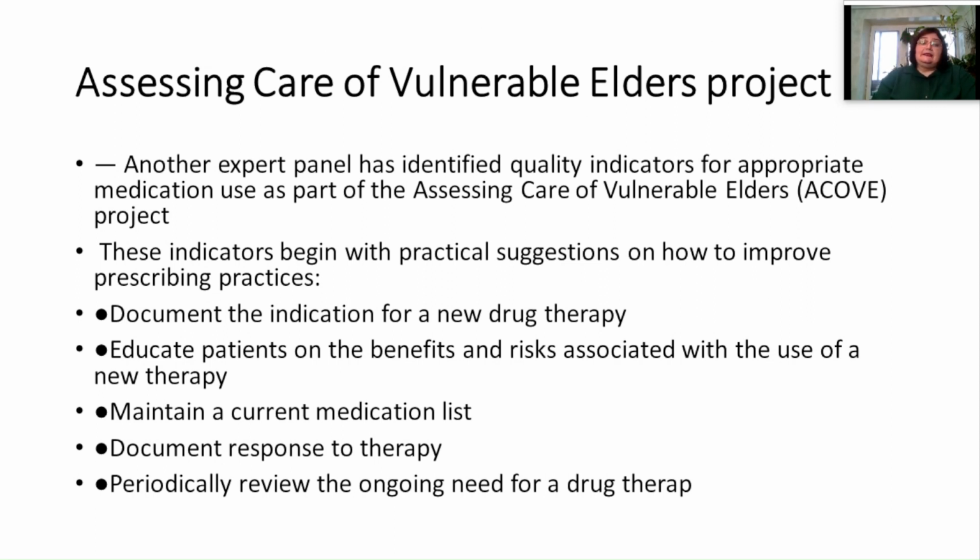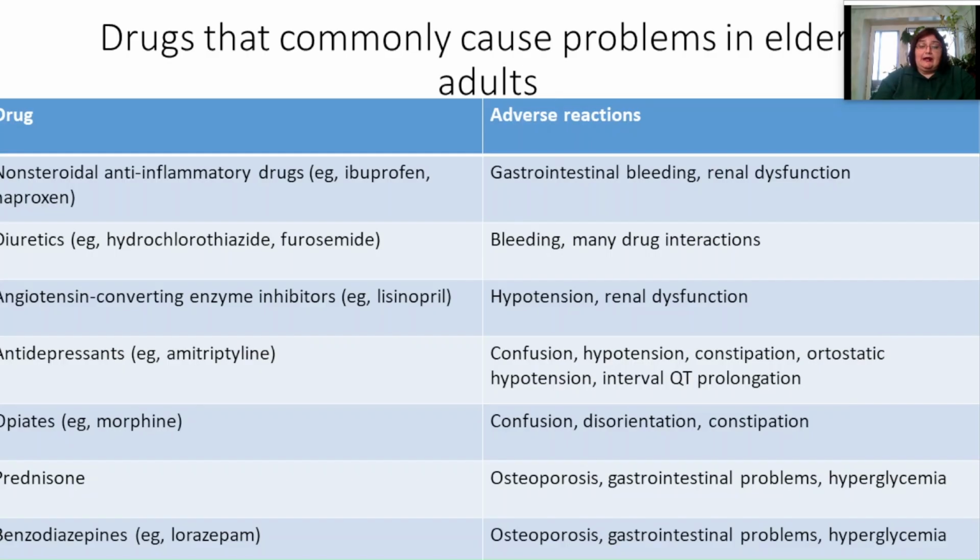Another expert panel has identified quality indicators for appropriate medication use as a part of the Assessing Care of Vulnerable Elders (ACOVE) projects. These indicators begin with practical suggestions on how to improve prescribing practices: document the indication for a new drug therapy, educate patients on the benefits and risks associated with the use of the new therapy, maintain a current medication list, document response to therapy, and periodically review the ongoing need for drug therapy.